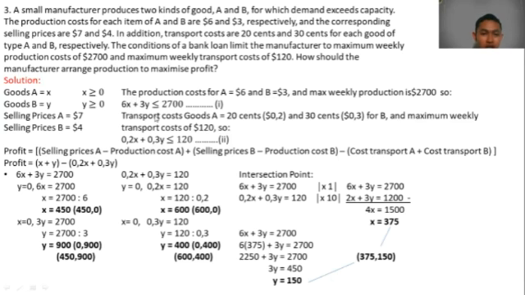And then the transport cost of goods A is 20 cents, or $0.2, and 30 cents, or $0.3, for B, and the maximum weekly transport cost is $120.